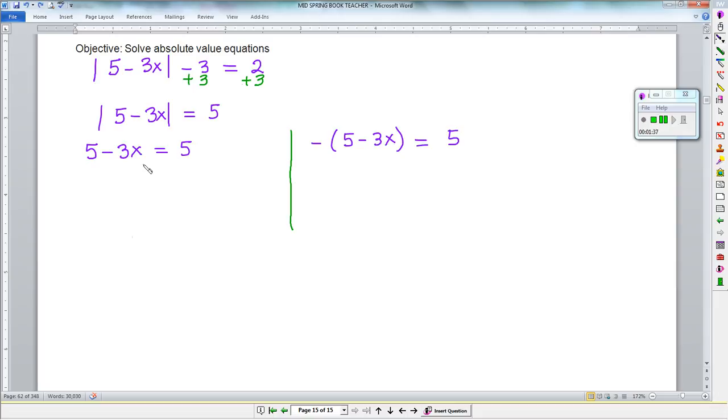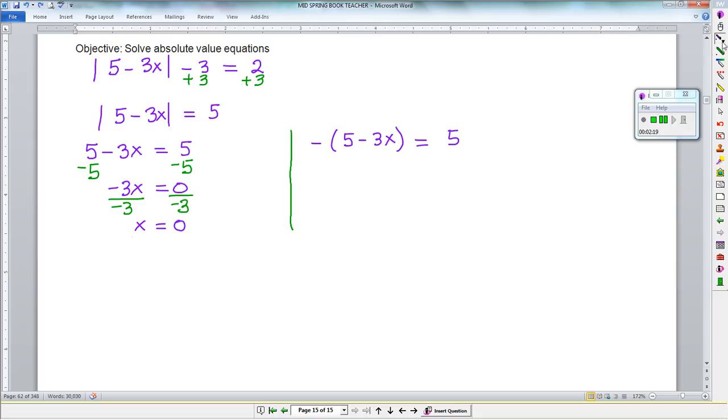Next step, we are going to solve for x. Let's start with the positive one. We are going to subtract 5 from both sides. So now we will have negative 3x equals 0. Next, we want to isolate the x, so we have to cancel the negative 3. We'll divide both sides by negative 3. So now we have x equals 0 divided by negative 3, which is 0. Okay, so we're done with the positive one.